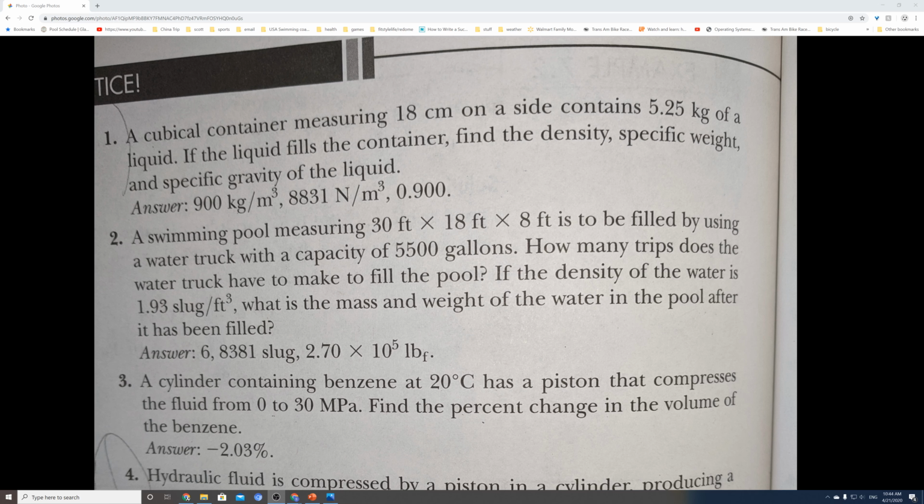All right. Okay, so just thinking about the approach: you're given the density, and of course density times volume will give us the mass of water in the pool. Weight is very easy because it's just going to be mass times the gravitational acceleration. Then we have to think about the truck's capacity.